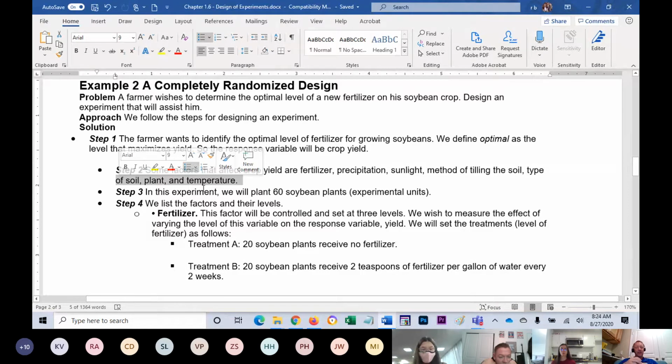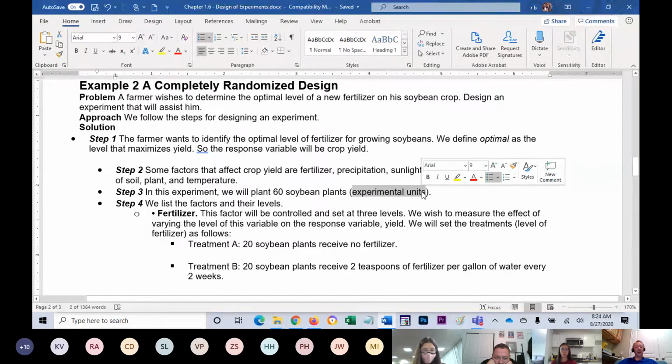Now the nice thing is if we do this in a greenhouse, we can often control the temperature. That doesn't always work when we're doing it outside though. But theoretically, all the plants will be treated the same outside. So in this experiment, we're going to plant 60 soybean plants. Also in this section, we're never going to call them experimental units from here on after this section. I don't know why it does that, but it does. We're going to call it sample size.